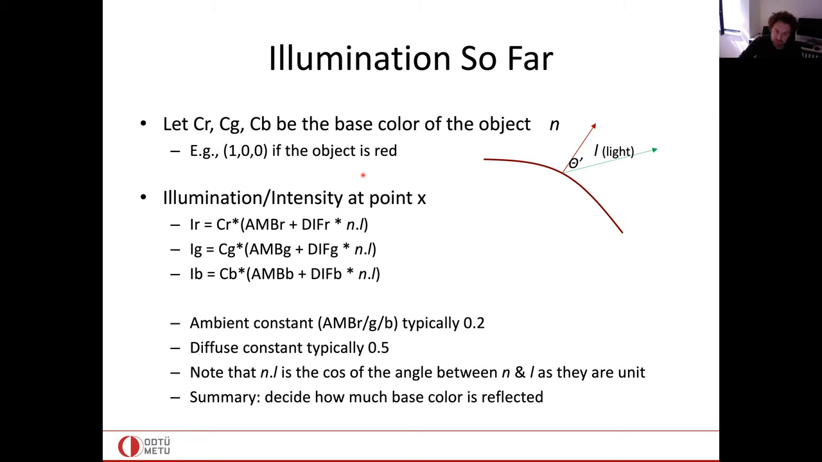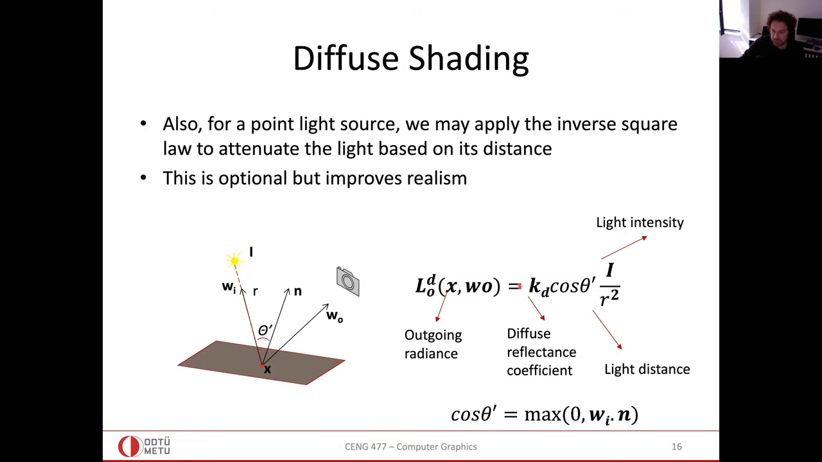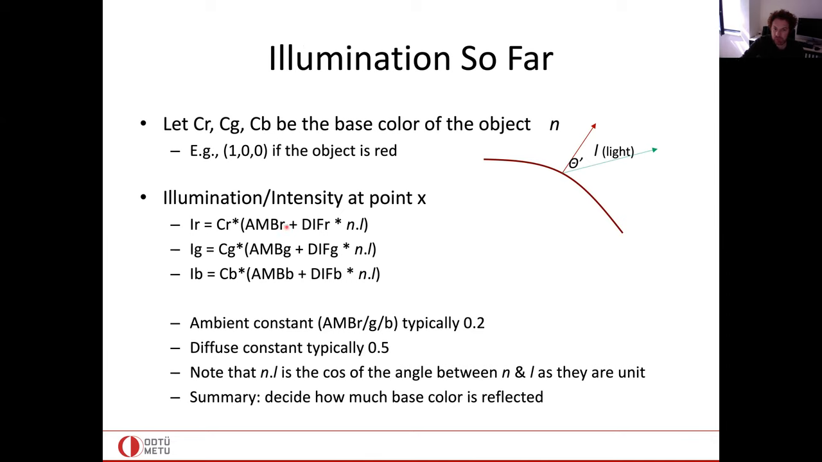And the diffusion term depends on the light as well as the normal at point X. So I don't just use the diffuse reflectance coefficient. So again, let's connect this to the previous slides. So the KD here, diffuse reflectance coefficient, I call it diff R.